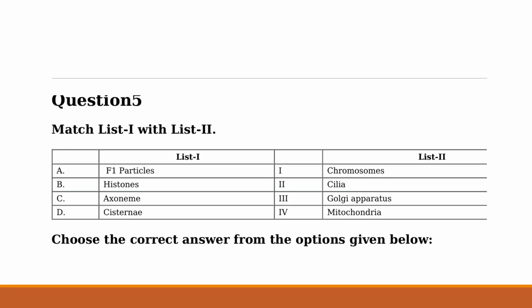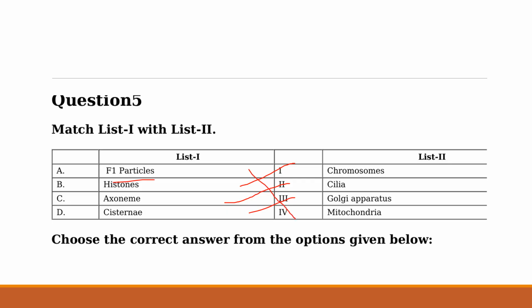Next slide is match the following. The list one: F1 particle, histone, axoneme, cistern. In this case we can blindly match that axoneme is related to cilia, and histone is related to chromosome, and the cistern is related to Golgi apparatus, and F1 particle is related to mitochondria.